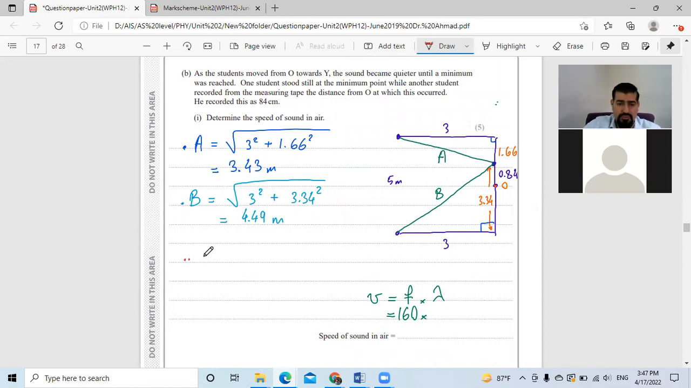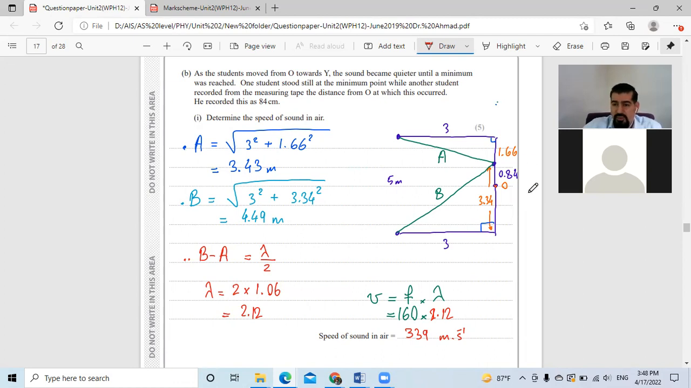interference, not constructive interference. So B minus A is equal to a wavelength divided by 2. So lambda equals 2 multiplied by the path difference, which is 1.06. That means the wavelength will be 2.12. I will put it here, 2.12. And by using a calculator, the speed of sound in air is 339 meters per second. This is an amazing question, actually.